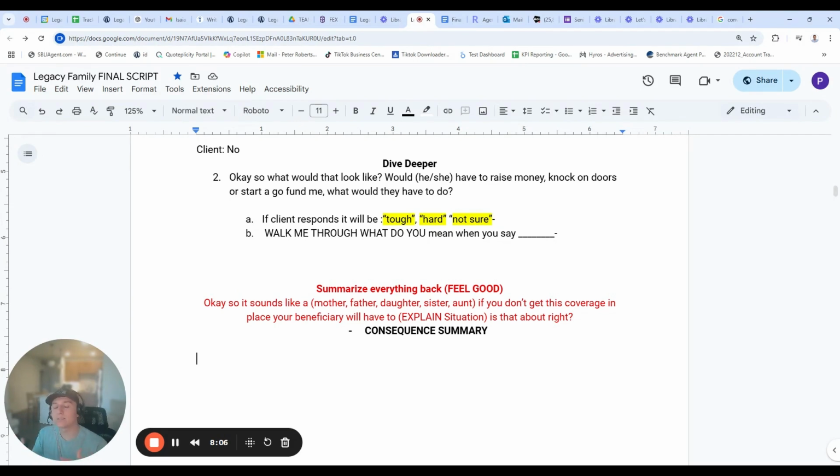Okay, so it sounds to me, Miss Betty, as a mother, that if you do not get this coverage in place, your husband, Jim Tom, doesn't have the money, he's on disability, he doesn't have the means, and ultimately he's going to have to go to your daughter, Sarah, or your son, Jonathan, and they have families of their own, they can't afford it. Ultimately, they're going to be passed this massive burden that they can't even keep, and they're going to be stuck with this bill, and probably going to have to raise money since you didn't have any life insurance in place. Is that all about right? And that's the power recap, or the consequence summary.